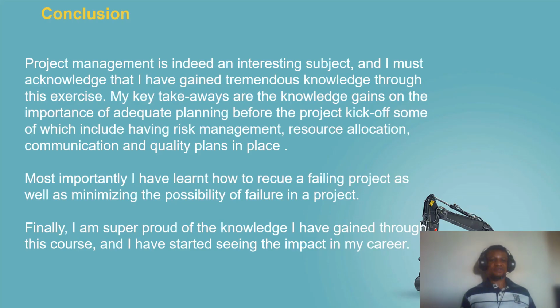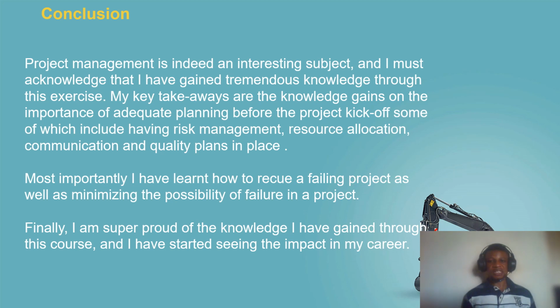In conclusion, project management is indeed an interesting subject, and I must acknowledge that I have gained tremendous knowledge through this exercise. I've improved, I've learned a lot of things. I've learned how I can apply project management skills to a software development project, which is one of the tasks I earlier worked on in my previous module. I've also learned how I can function as a project manager for a construction project.